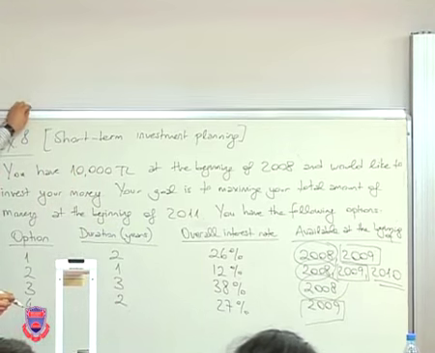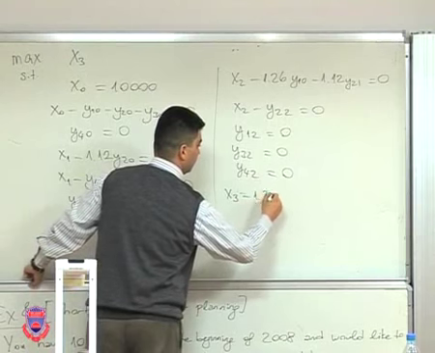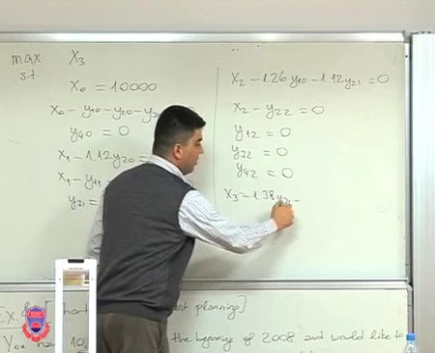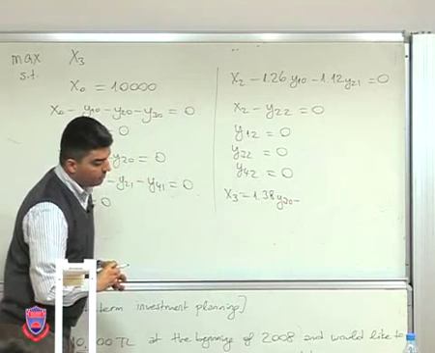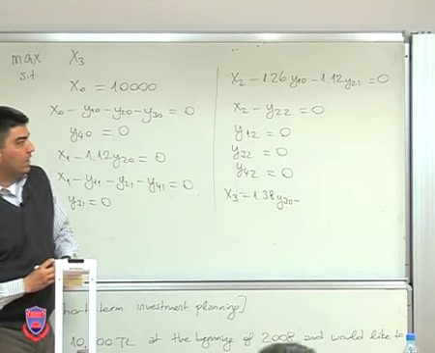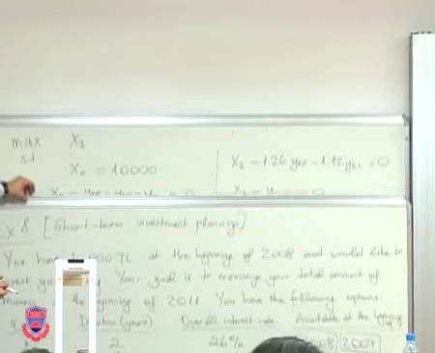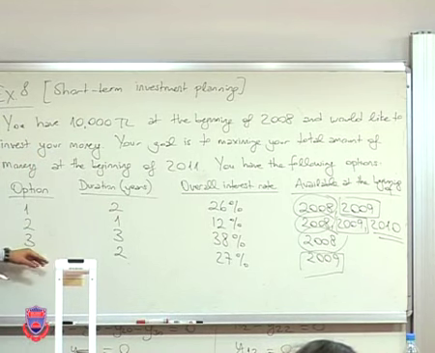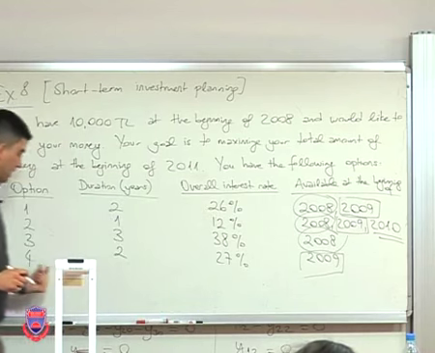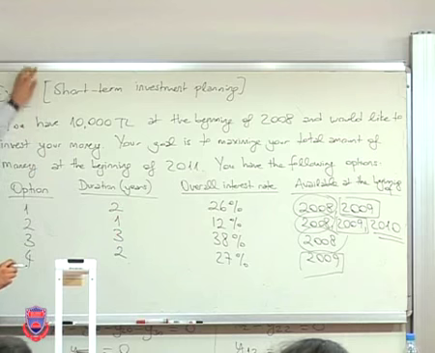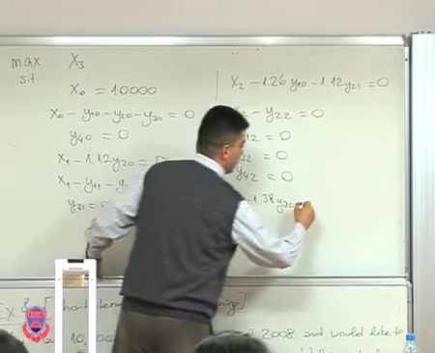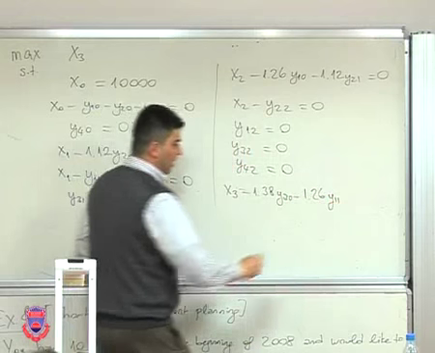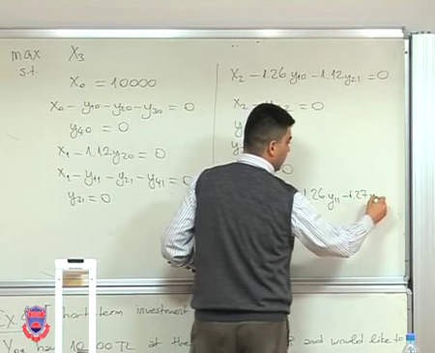So it's going to be 1.38 times Y30, thank you. Then I should look at 2-year options in time 1. What are the 2-year options in time 1? So I have the first one, and I have the fourth one as well. The first one will come back with 26%, and the fourth one will come back with 27%. So what do I have? I have 1.26 times, I'm investing in the first option at the beginning of year 1, minus 1.27 times Y41, basically.